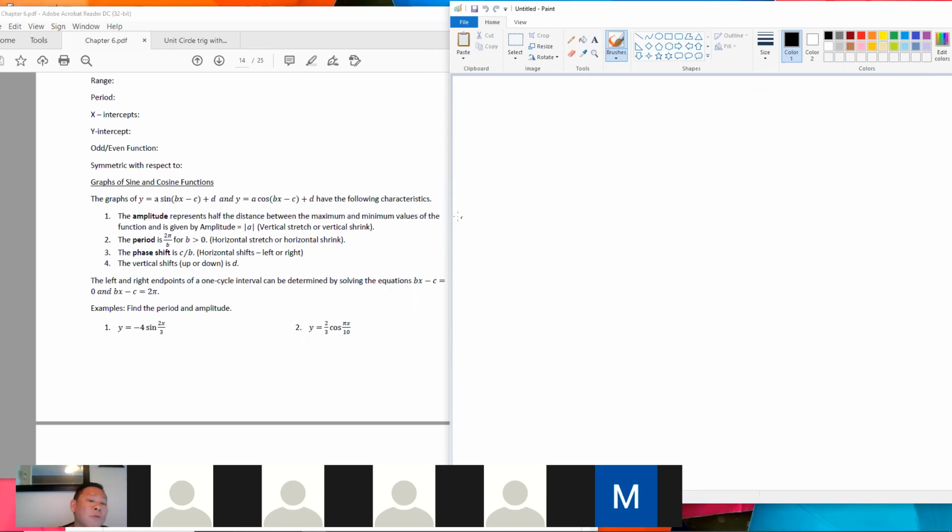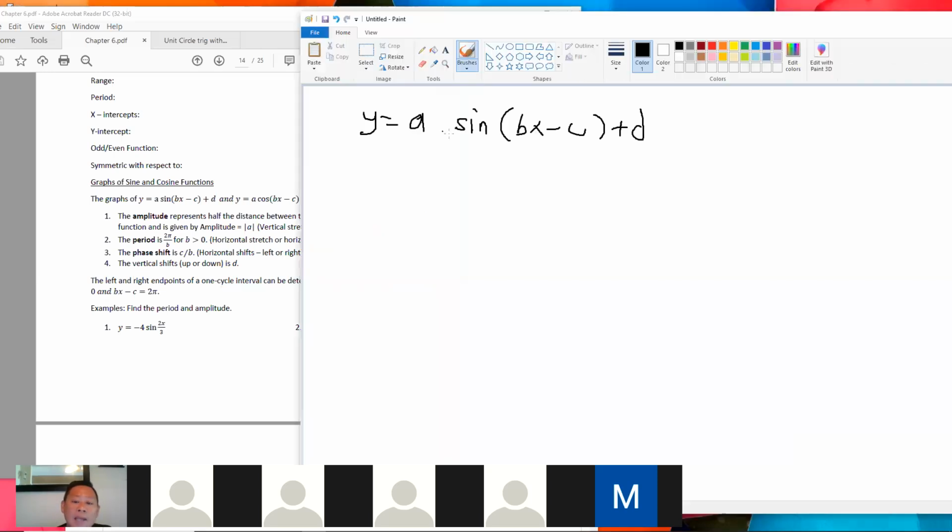Now, that is the basic graph we just learned. What we're going to talk about here is what happens if there are transformations. There are up to 4 different types of transformation possible. This is the transformation you need to know, and it is important: a sine(bx - c) + d.